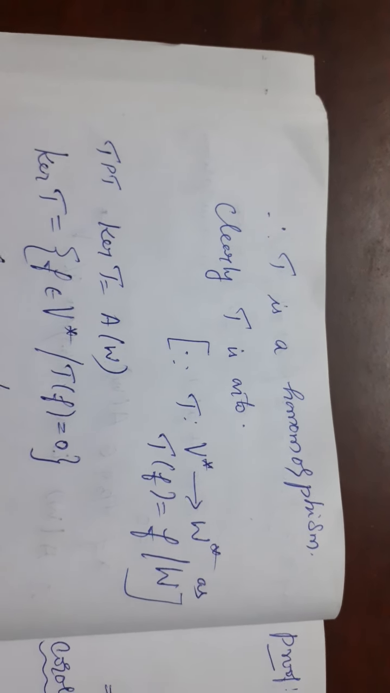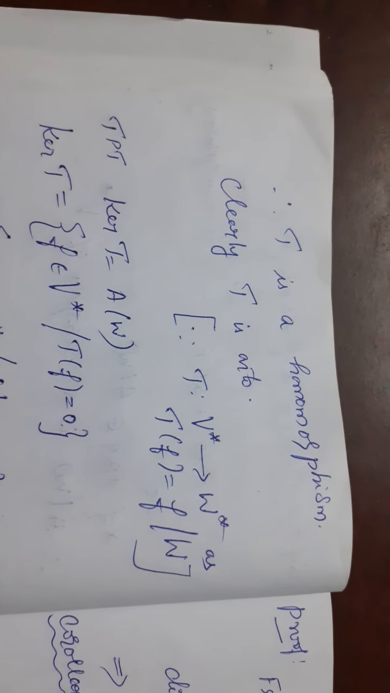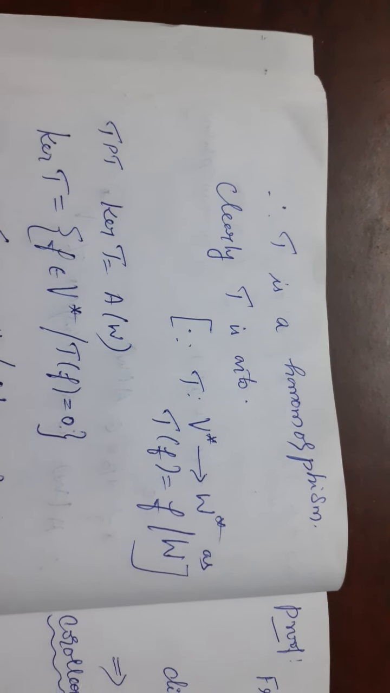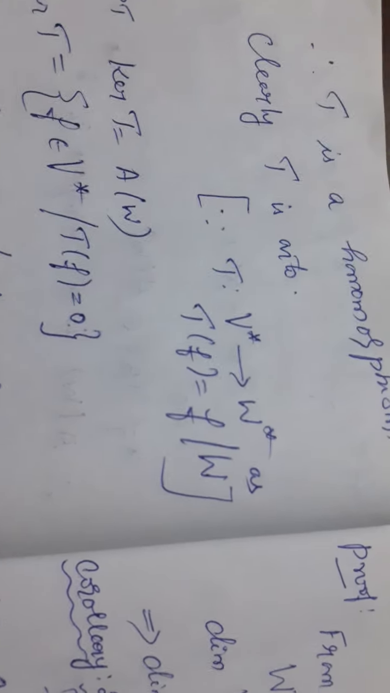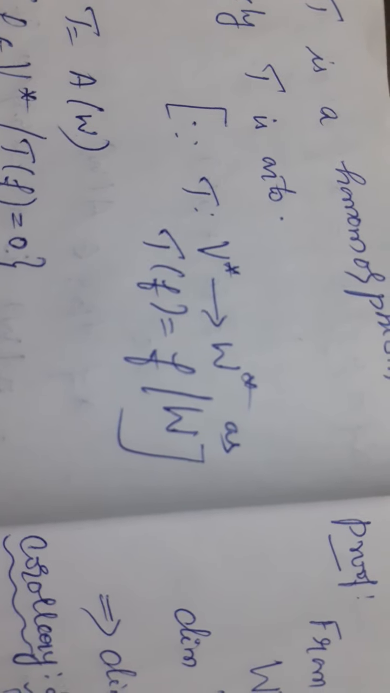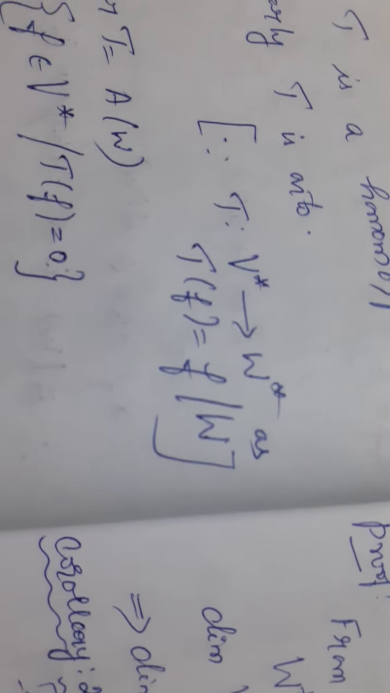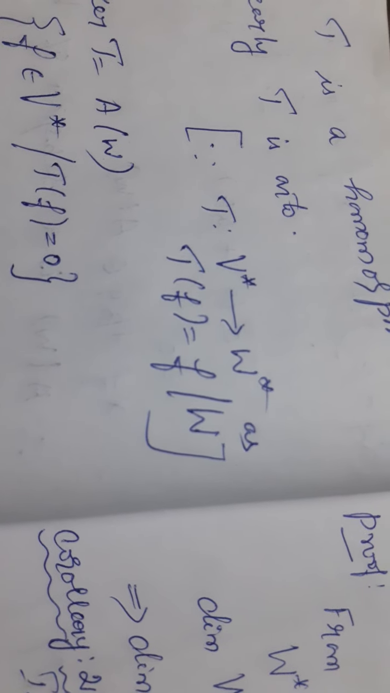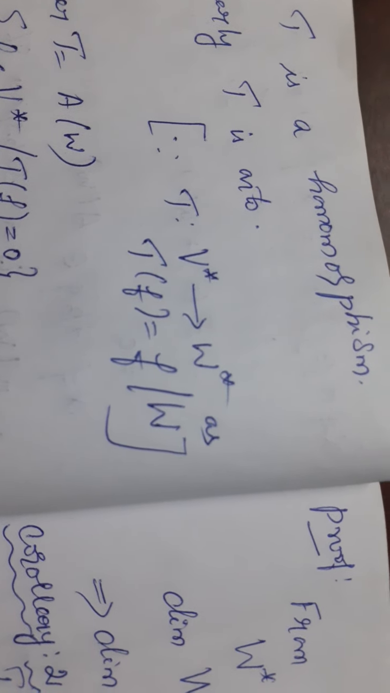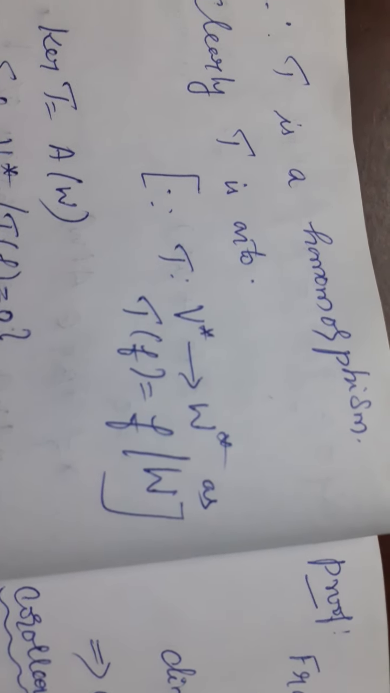Therefore, we can say T is a homomorphism, and we have to confirm T is onto. Clearly we know that T is onto. From the definition, T is a map from V star to W star, defined as T of f is equal to f restricted to W. Therefore, we can conclude that for every element in W star, we are able to find a pre-image in V star. So, we can say this function is onto.